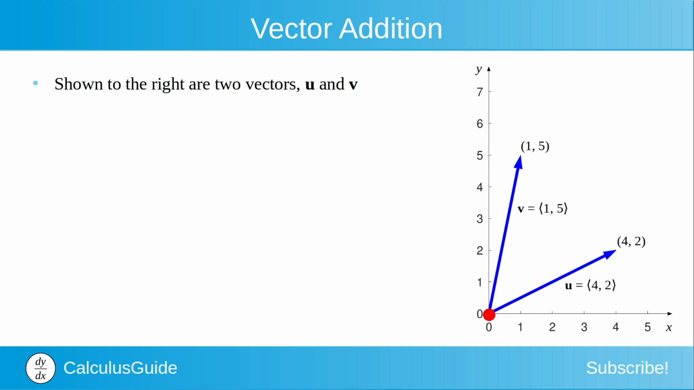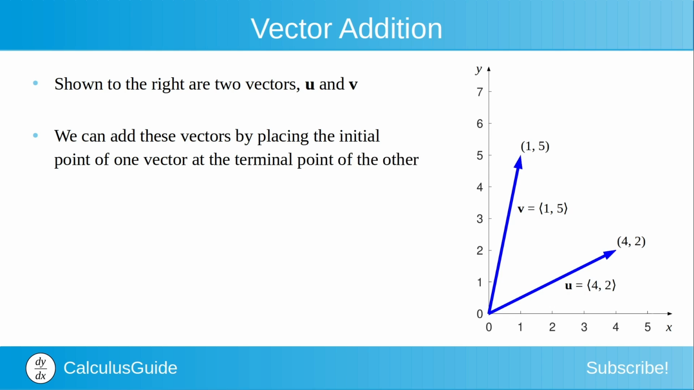The initial point of the vector u is the point 0, 0, and the terminal point of the vector u is the point 4, 2. The initial point of the vector v is the point 0, 0, and the terminal point of the vector v is the point 1, 5.